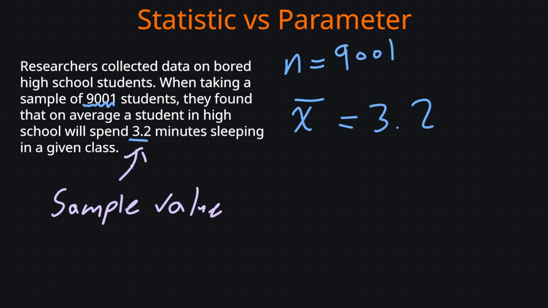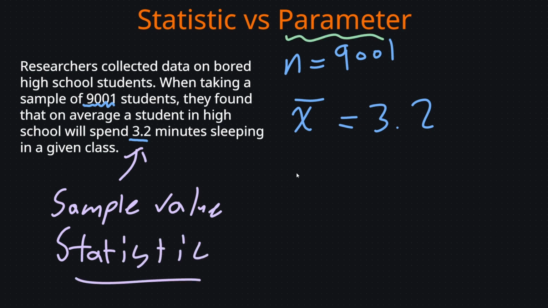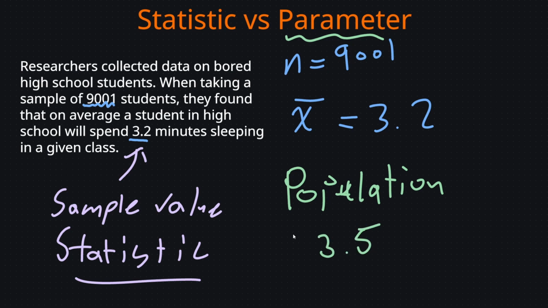As a number which summarizes information about a sample value, we call it a statistic. A parameter is a summary value which refers to the actual value for all of the students or all of your population. So if I went to my entire population of high school students in whatever area I care about, and I found that on average they spend 3.5 minutes sleeping, that would be my parameter. I'm going to use the symbol mu for that. So a statistic is a summary value that refers to a sample. A parameter is a summary value that refers to the entirety of the population.